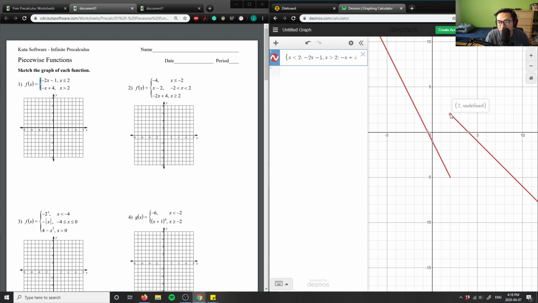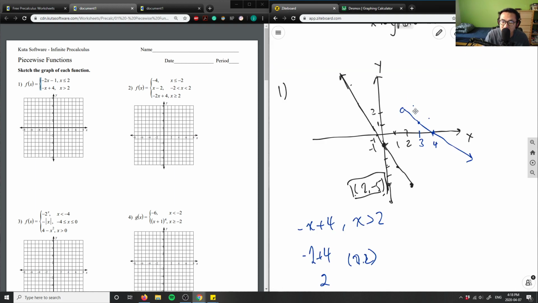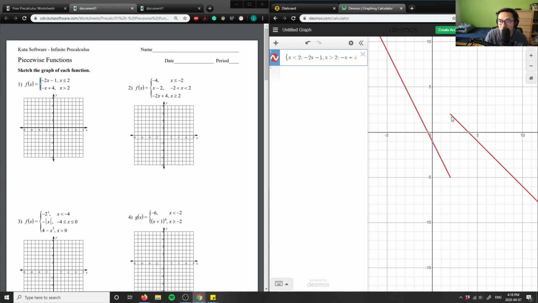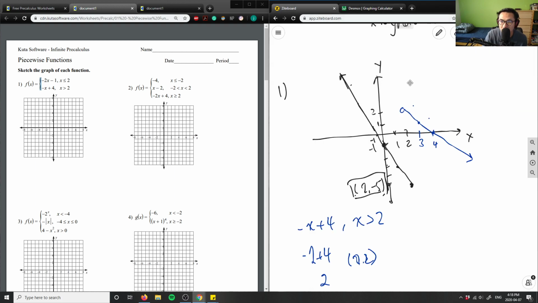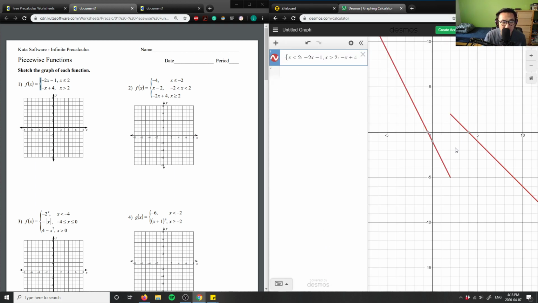This point, well, it's not undefined, but it's 2, technically, because I have this point here, and it's a hole at this point, and that's why it says undefined. And then it's going to go this way as well. So Desmos kind of gives us a nice approximation.